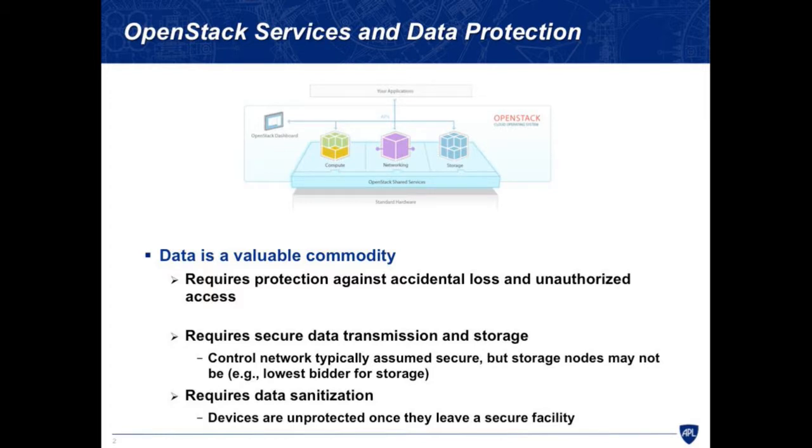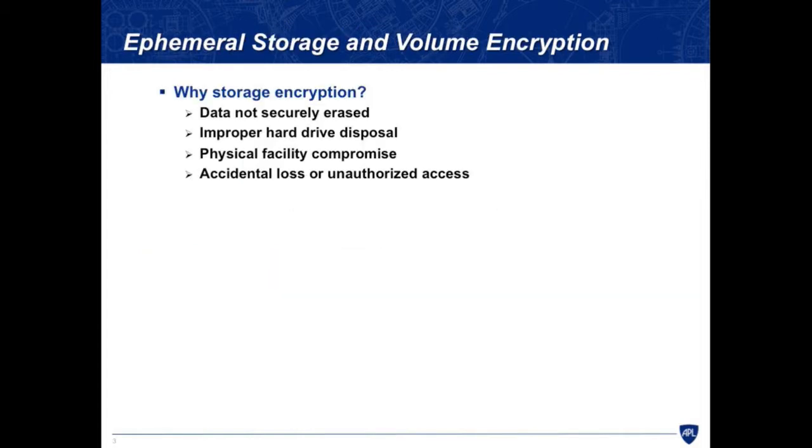So not only do we need to protect the underlying data storage, we also need to make sure that we protect the data transmission that occurs within the cloud. And this is particularly important because typically for an OpenStack installation, it is assumed that the control network is trusted. In other words, all of the data is being transmitted in the clear, especially between the various block storage services that exist. And so we want to make sure that we protect that data as well.